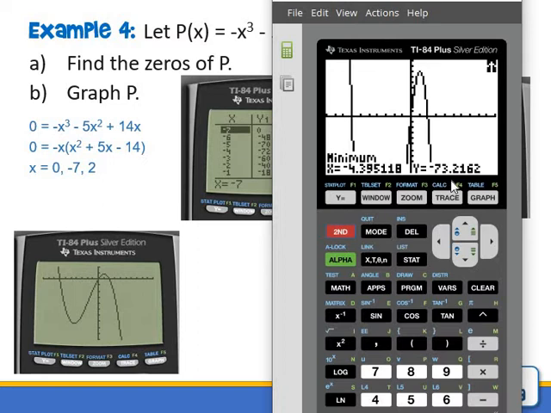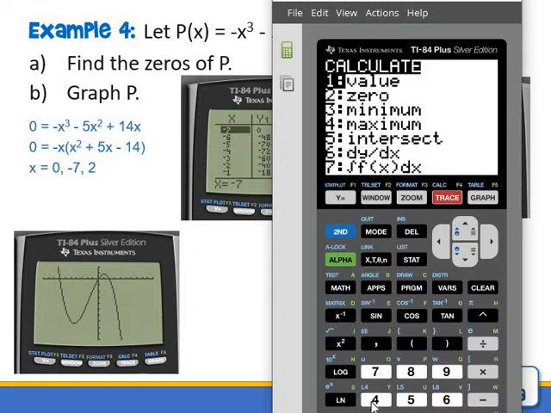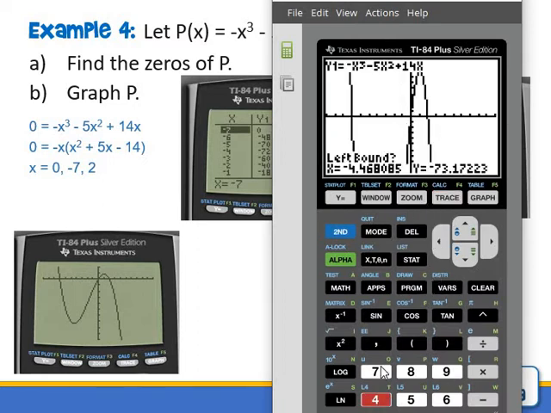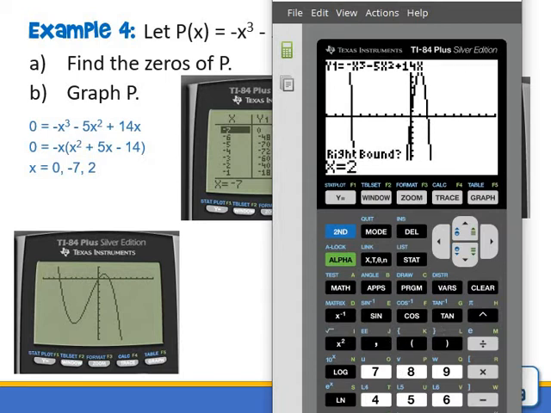Let's go ahead and find the max. Second, trace, number 4. And the max for the left bound, we can do 0. And the right bound, do 2. And then guess. When you set your left and your right bound, you're just giving it x values such that the max or the min is the largest y value in between those.